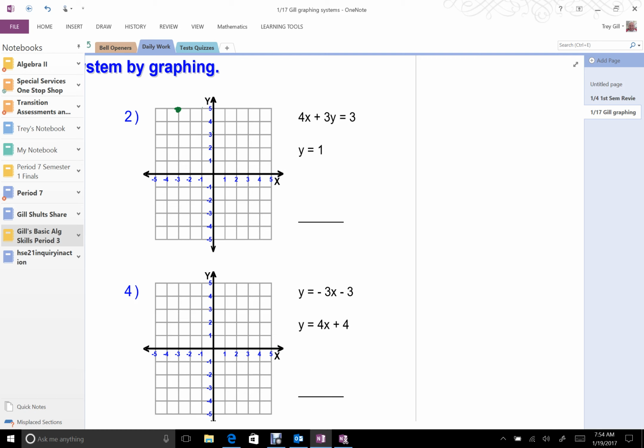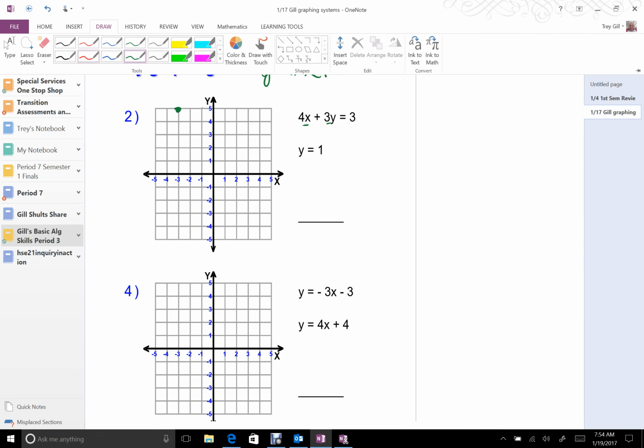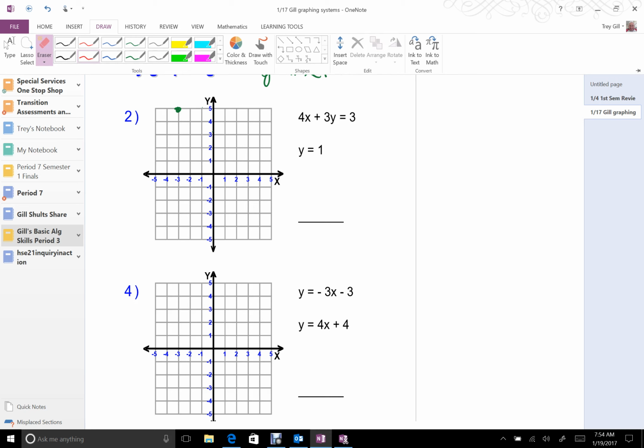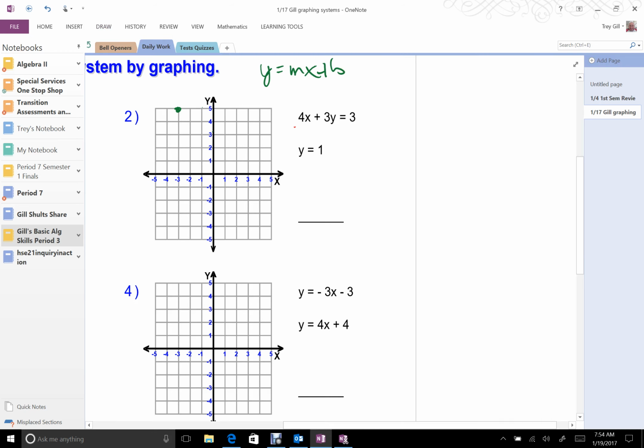Alright, so first we noticed that we wanted everything in y equals mx plus b. Well, it's not in that order. We've got an x over here, we've got the 3 attached to the y, so we want to make some changes and get rid of that stuff so that y is by itself. So what we're going to do is subtract the 4x from this side, and subtract the 4x from that side.